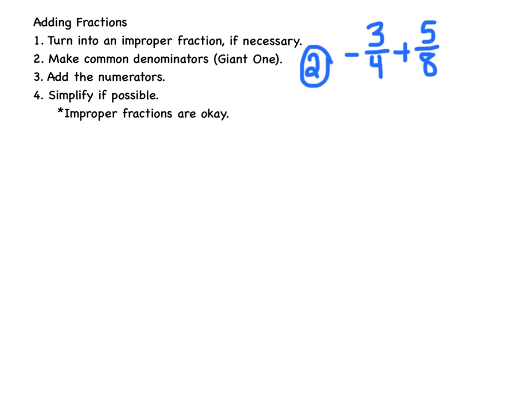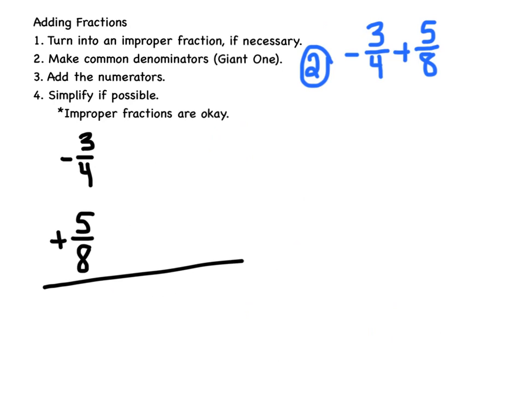Let's see what happens when we put a negative fraction in the mix. So we've got negative 3/4 plus 5/8. And again, in this one, they're already fractions, so we can kind of ignore step 1. Step 2, make common denominators. So I'm thinking again, what do 4 and 8 both go into? Well, they both go into 8, so 5/8 can just stay as it is.